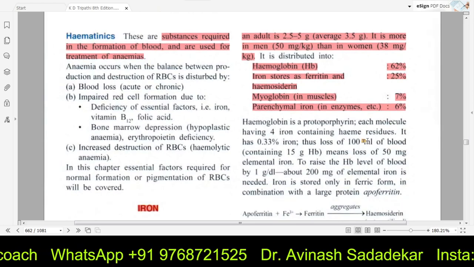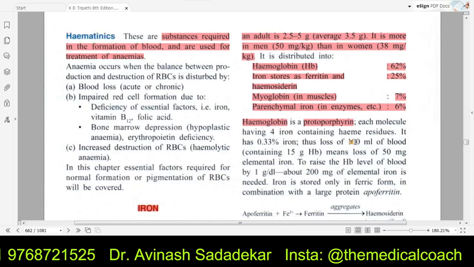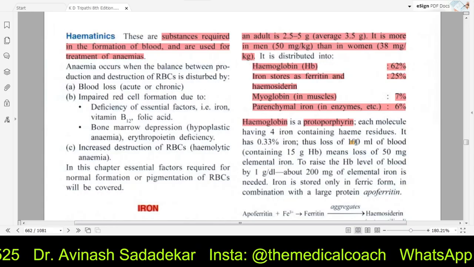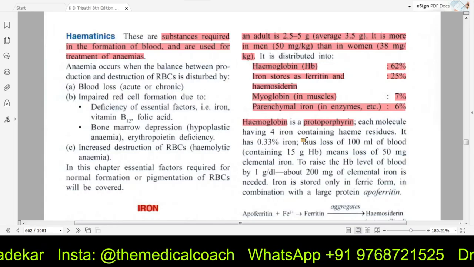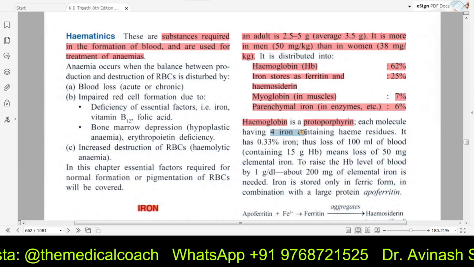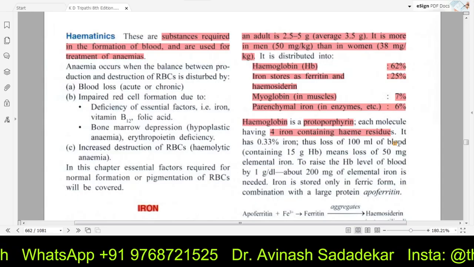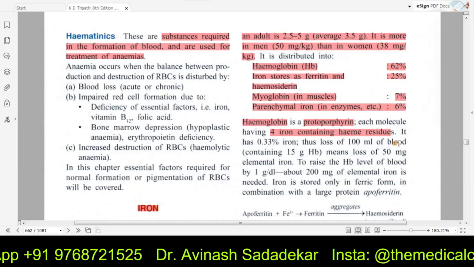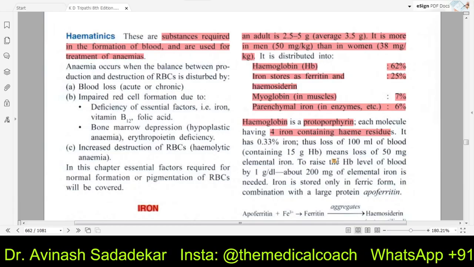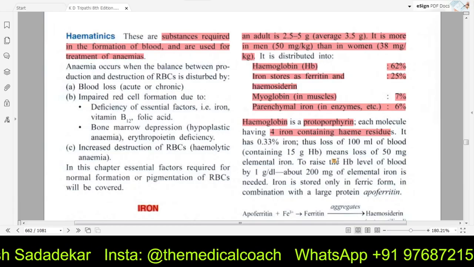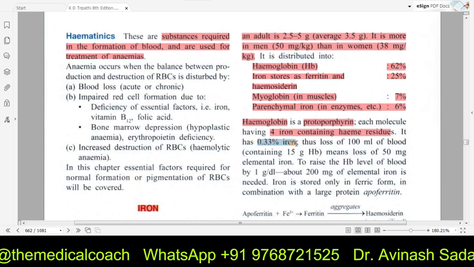Okay, hemoglobin that we are talking about is a protoporphyrin ring. Each molecule of hemoglobin has 4 heme residues, and each heme contains 1 iron. So there will be 4 iron in each hemoglobin molecule. Compared to the weight of hemoglobin, it only has 0.33% iron.